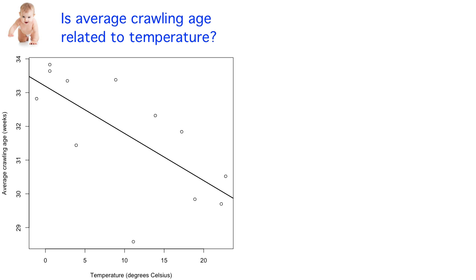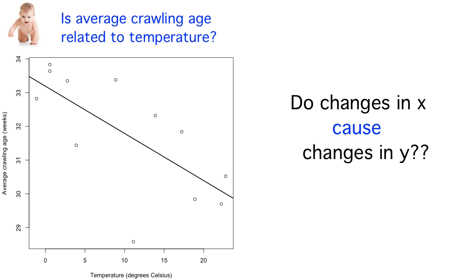But before we leave this video, we should be careful about how strongly we can state our conclusions. Just because there is a statistically significant relationship between y and x, that doesn't mean that x causes y to change. Do lower temperatures cause babies to take longer to learn to crawl? Or could it be other factors associated with temperature, such as time spent outdoors or maybe type of clothing worn, and that results in the relationship?